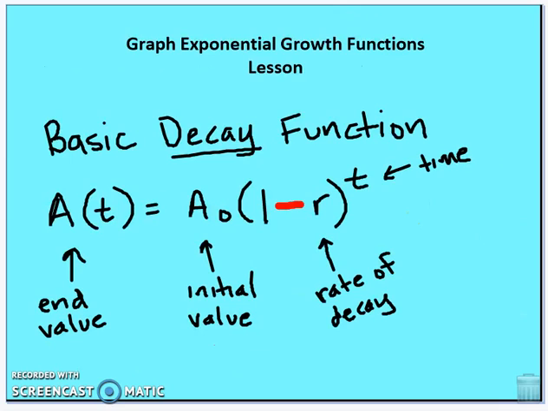All right, so last thing I want to talk about is a basic decay function. The only difference between the two, decay and the growth function, is that now instead of a rate of growth, we have a rate of decay, and we account for that by subtracting that rate of decay from 1 instead of adding it. So the only difference here is that this operation is a negative symbol instead of a positive symbol.